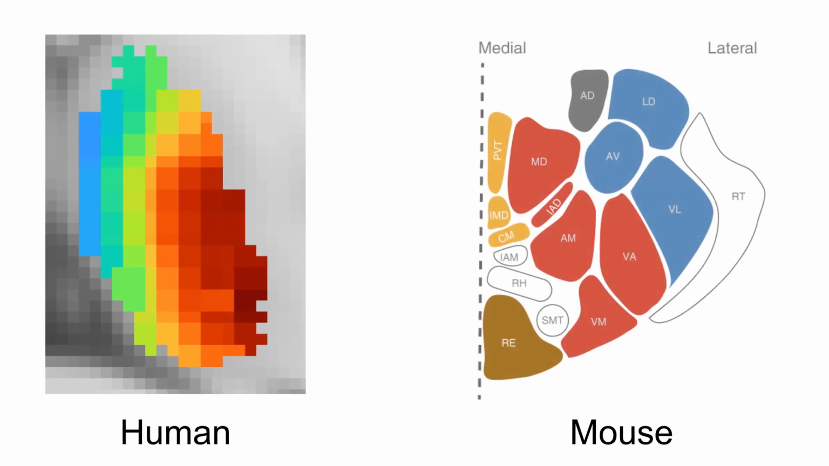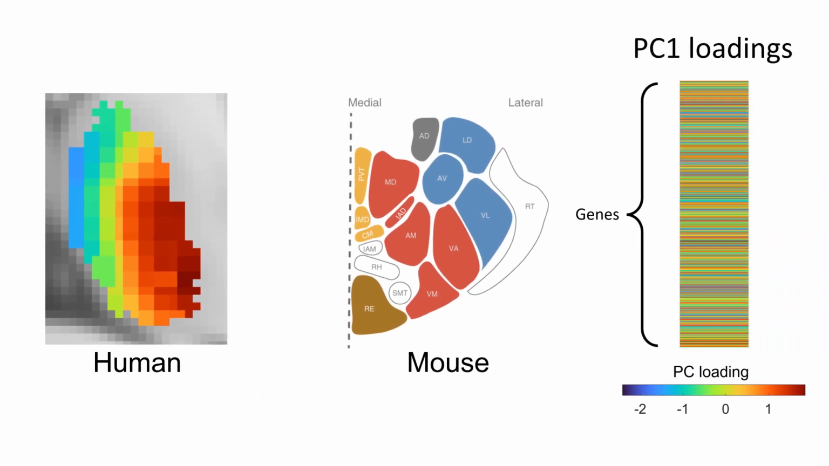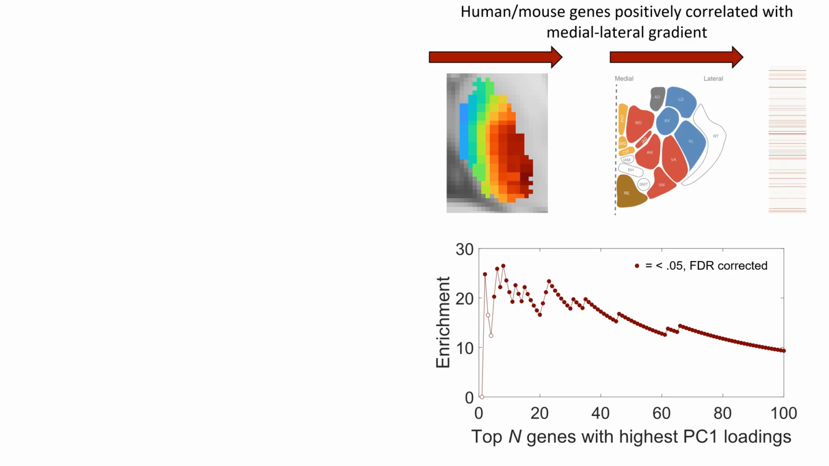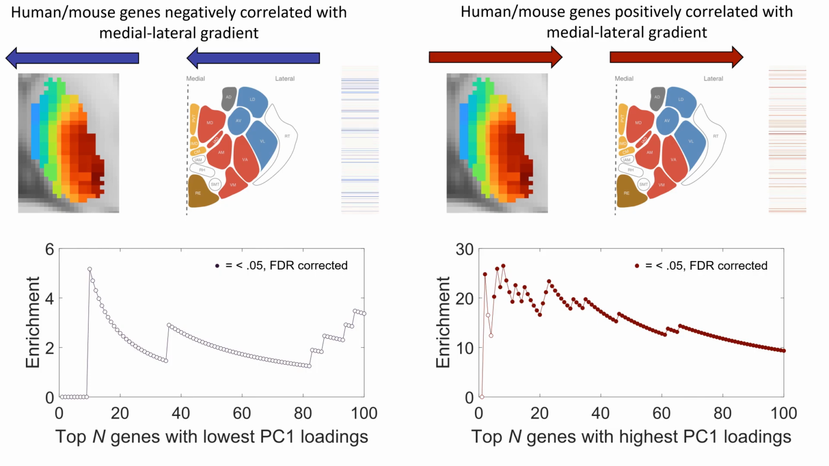Next, we check to see if similar genes in the mouse and human were associated with this gradient. Using the first principal component loadings for the genes, we find that the genes with the largest positive correlation with this axis are enriched for genes most highly correlated with the mouse axis. Conversely, genes with the largest negative correlation were enriched for mouse genes, although not to a significant degree.